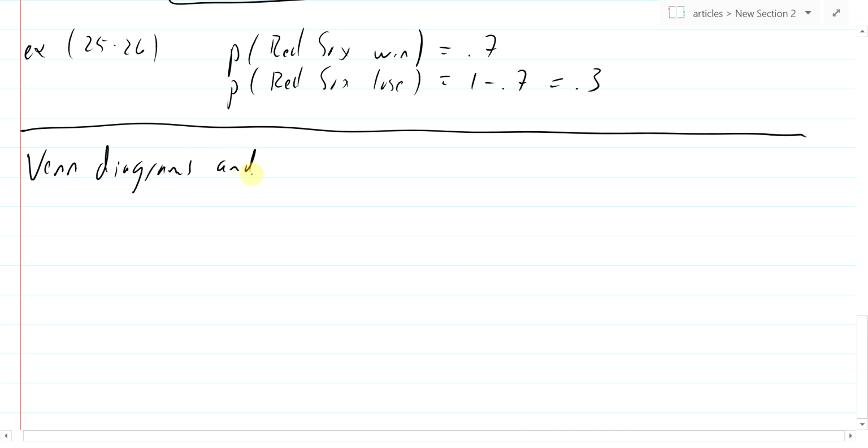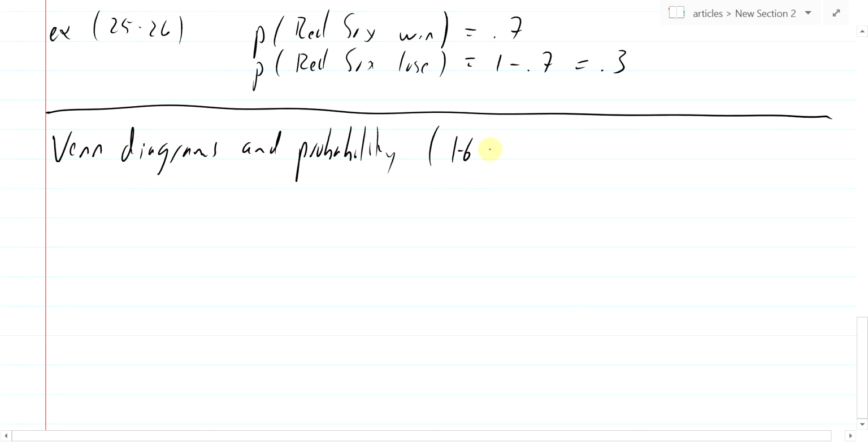And probability. Right, and problems 1 through 6 and 71 through 74. And 71 through 74 are a lot like this. So, I'm not going to actually give a setup for this. I'm just going to draw a Venn diagram.